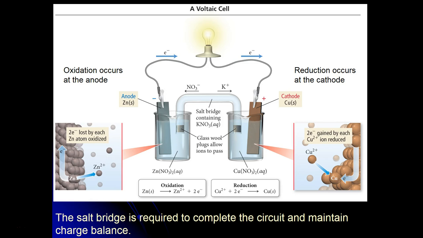Now, here's a nice image of a voltaic cell. We want to remember that a voltaic cell is a very particular type of battery that does not require us to input electrical energy. We get electrical energy out, but this is a spontaneous reaction. This is a chemical reaction that produces electricity. Let's take a look at the circuit in detail.